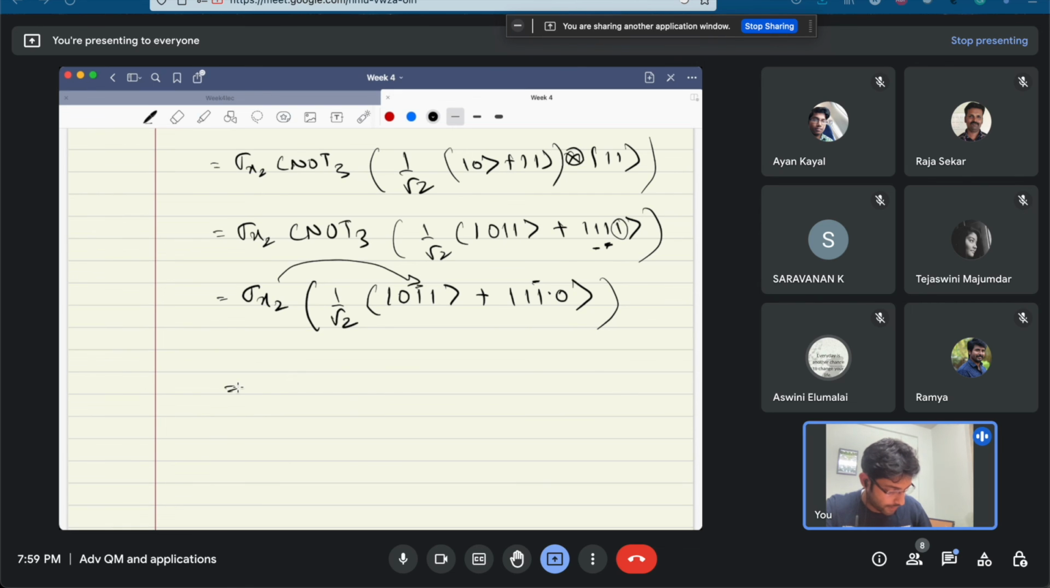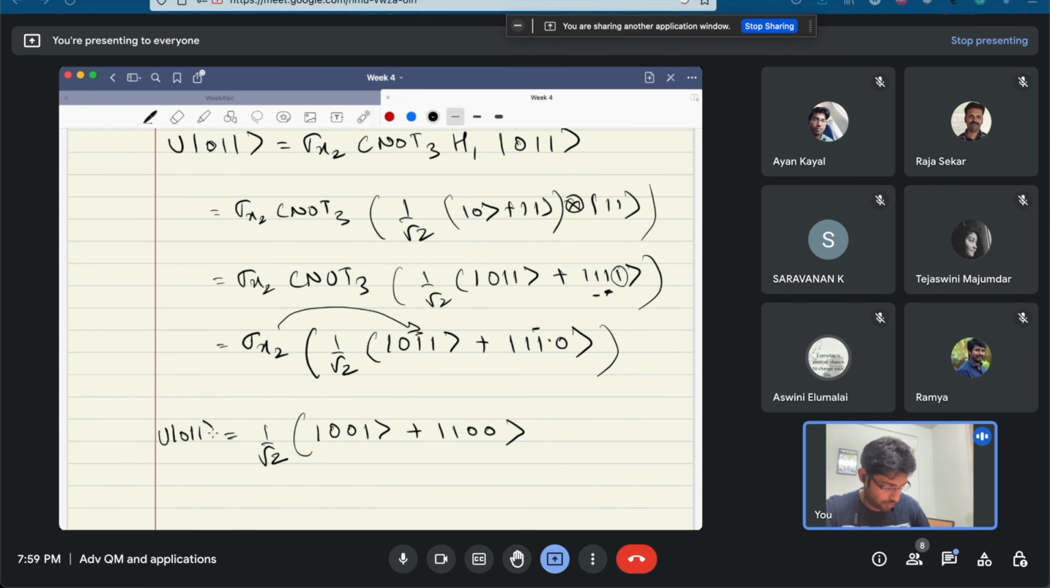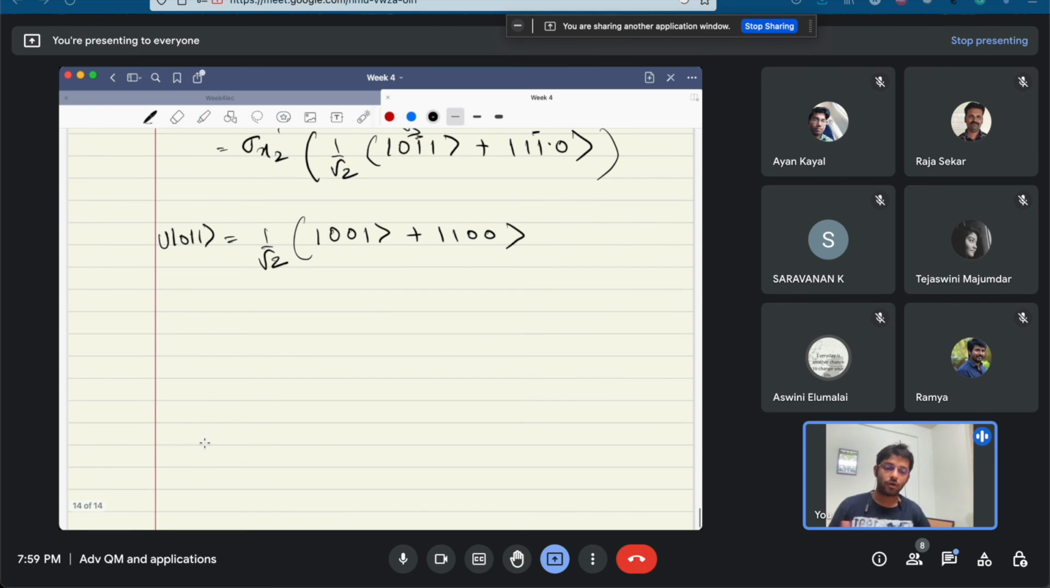So what that gives us is your 0 0 1 plus 1 0 0. So this was U acting on 0 1 1, and similarly you can do for all other 7 states, and you can find your final U matrix for this case.